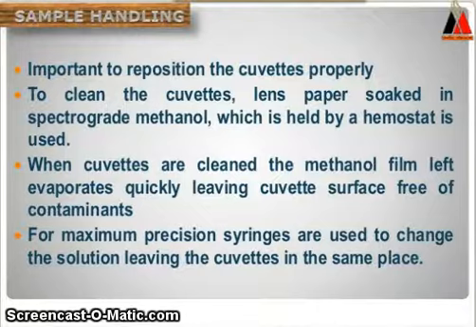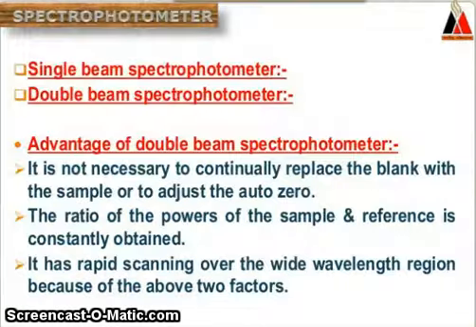Sample handling: it is important to reposition the cuvette properly. To clean the cuvette, lens paper soaked in spectrograde methanol, held by a hemostat, is used. When the cuvette is cleaned, the methanol film left evaporates quickly, leaving the cuvette surface free of contaminants. For maximum precision, syringes are used to change the solution, leaving the cuvette in the same place.